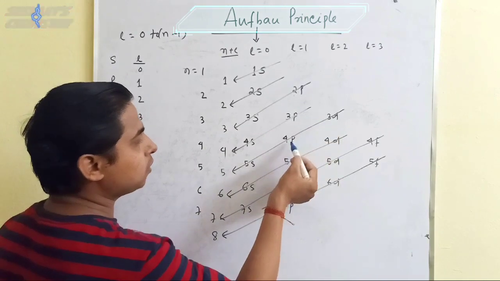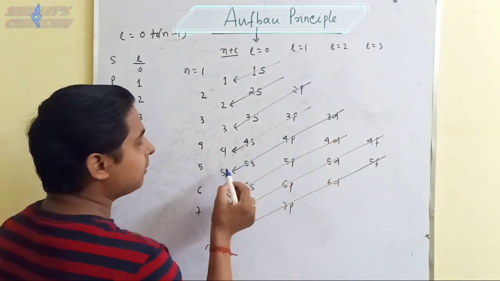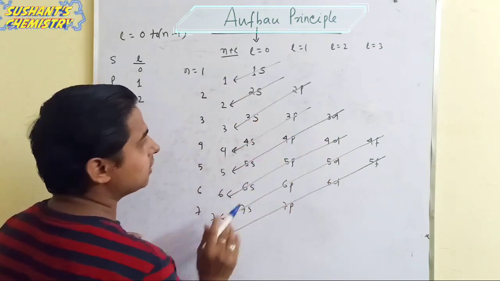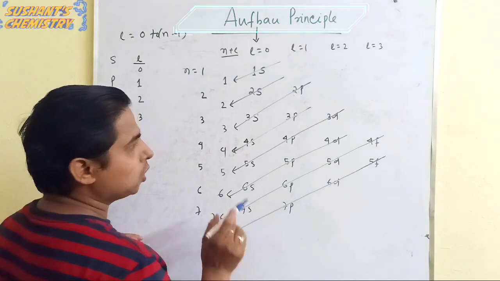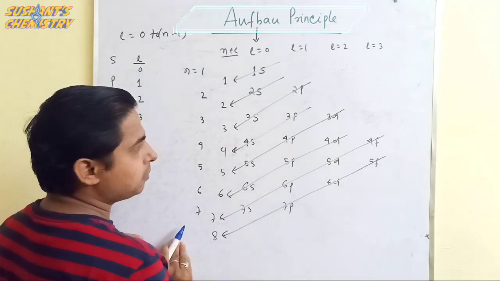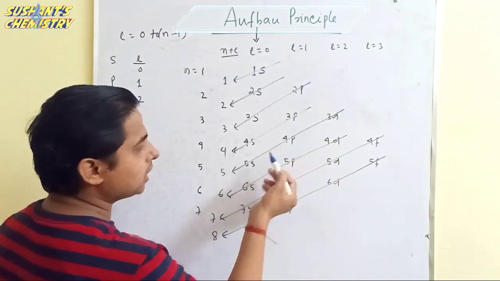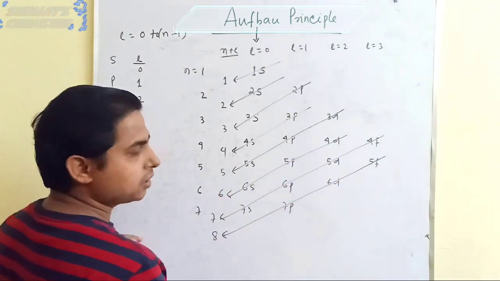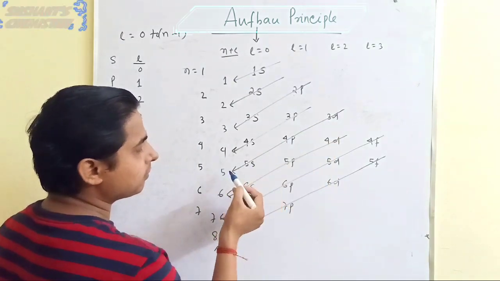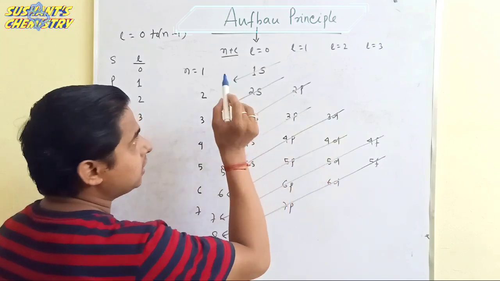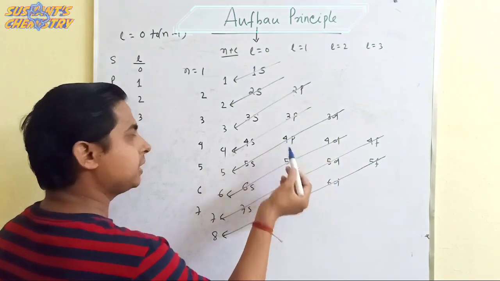For 3d, 4p and 5s subshells, the value of n plus l is equal to 5 for all three. But among these three subshells, the one with the lowest value of n has the lowest energy and is filled first. Between 3d, 4p and 5s, the 3d subshell has the lowest energy, so electrons are filled first in 3d, then 4p, then 5s.